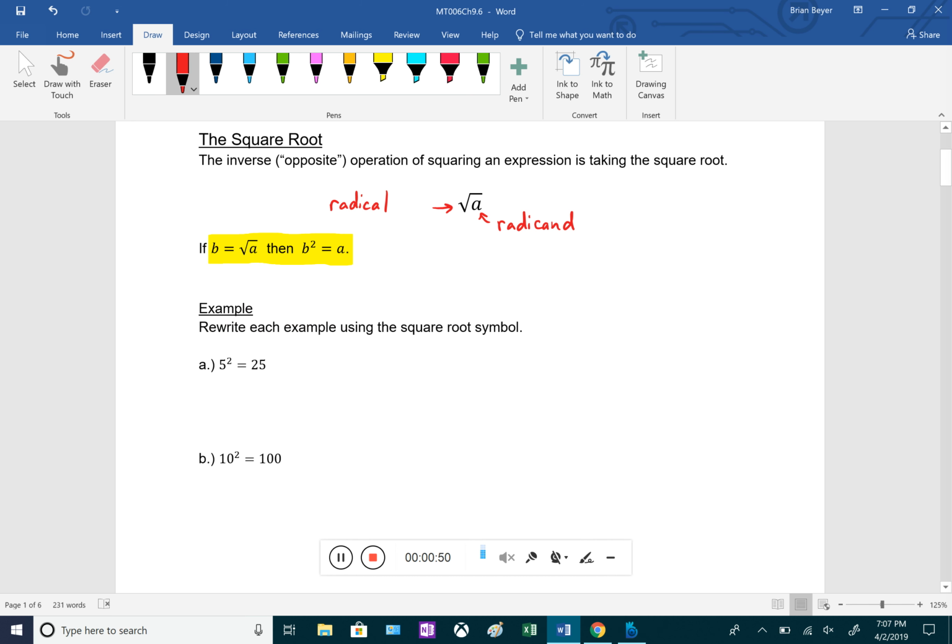Okay, so it's important to note here, the square root of a, the square root is just an exponent. It is an exponent of 1/2. So the square root of a equals a to the 1/2 power.